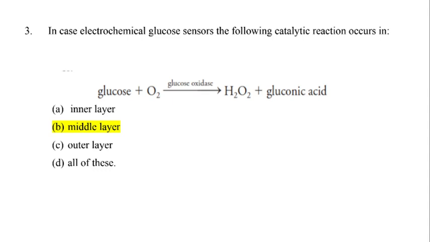Now the second sensor is about the glucose sensor. So what is the question? First we will read the question. In the case of an electrochemical glucose sensor, the following catalytic reaction occurs: glucose plus oxygen, with glucose oxidase, which is an enzyme. Its name says glucose oxidase, meaning the work of this enzyme is to oxidize glucose. That's why glucose oxidase.